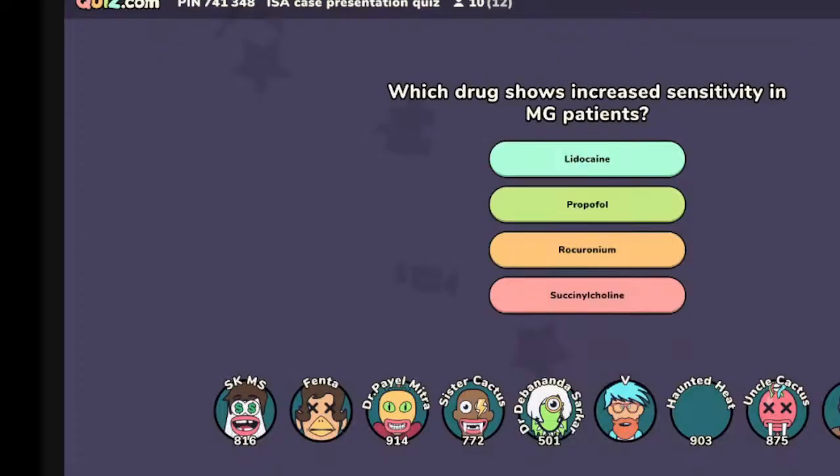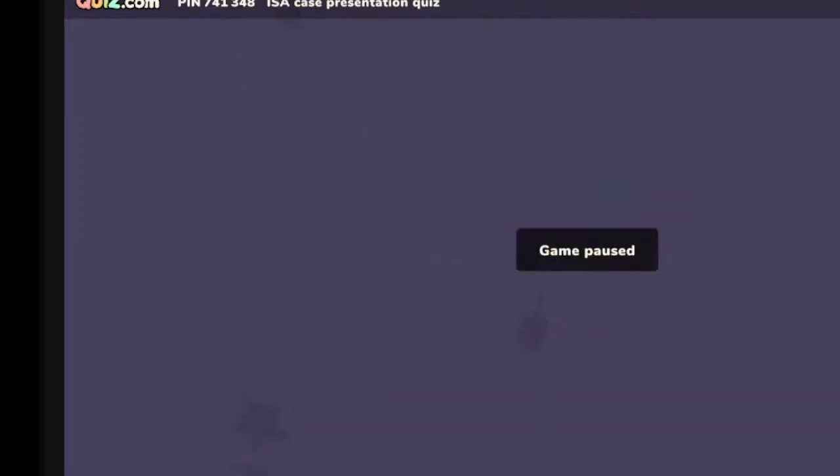That is the reason for the bolus dose, the usual bolus intubating dose that we give to normal patients. So the muscle relaxant rocuronium is the answer. If we go on to the next one.